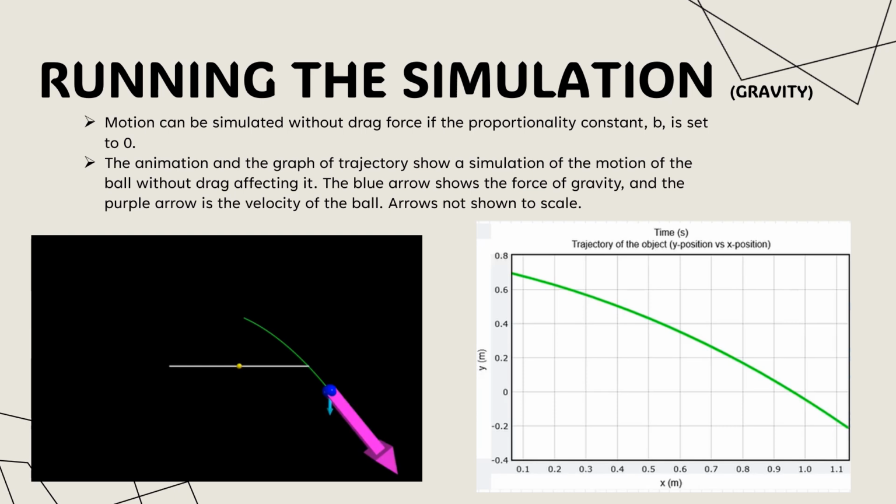The animation and the graph of trajectory show a simulation of the motion of the ball without drag affecting it. The blue arrow shows the force of gravity, and the purple arrow is the velocity of the ball. Arrows are not shown to scale.